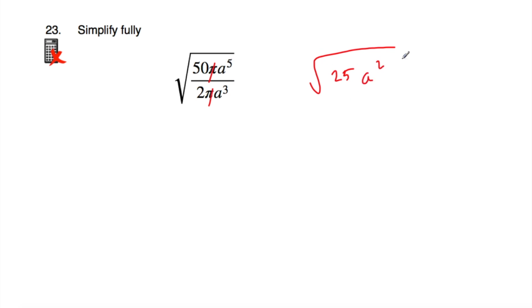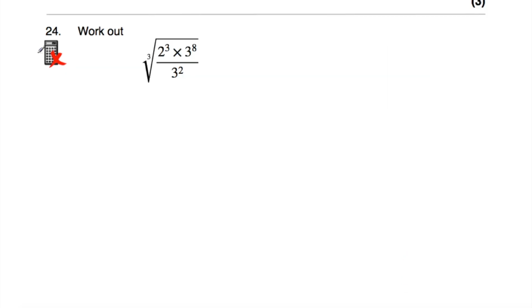So you've got the square root of 25a squared. Well, thinking about this, what do you times by itself to get 25a squared? That'll be 5a. The answer would just be 5a. Thinking about that, the square root of 25 is 5. And the square root of a squared would just be a. So the answer is just 5a. And if you got that, well done. Okay, so let's have a look at question number 24.